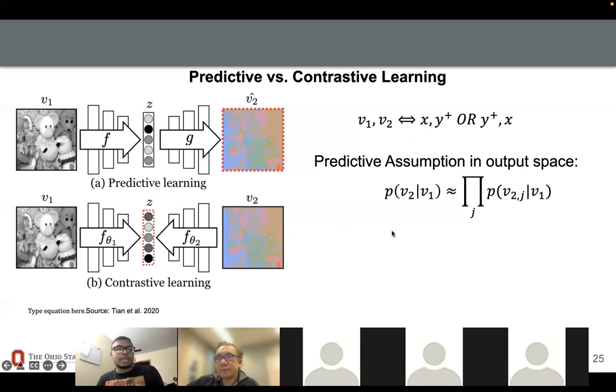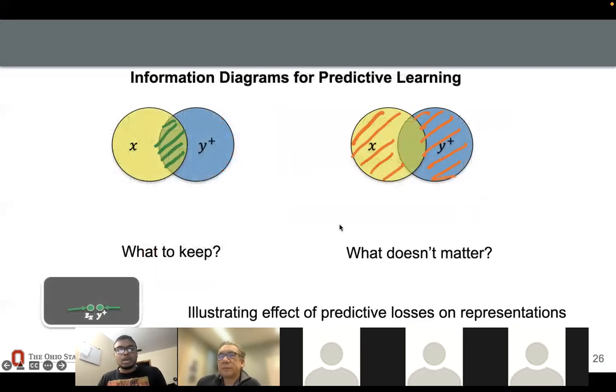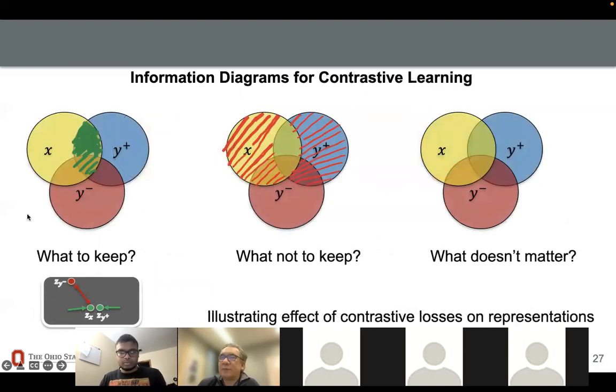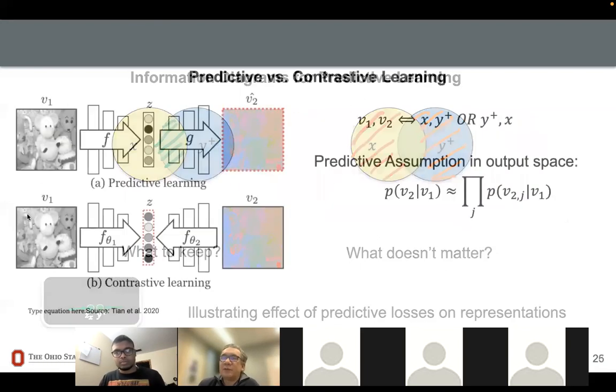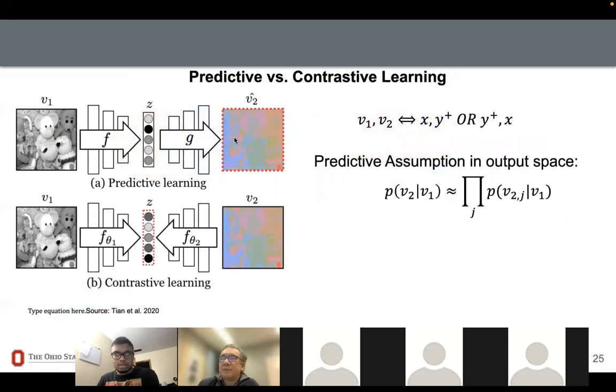There is another reason, I think, why contrastive has an advantage over predictively learned features, and I'm going to discuss that in the next slide. So how can we see that assumption? I don't really get what this is. Yes, that's correct. Basically. Okay. So how can we see that?